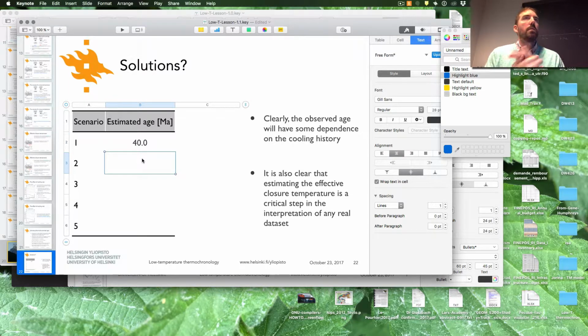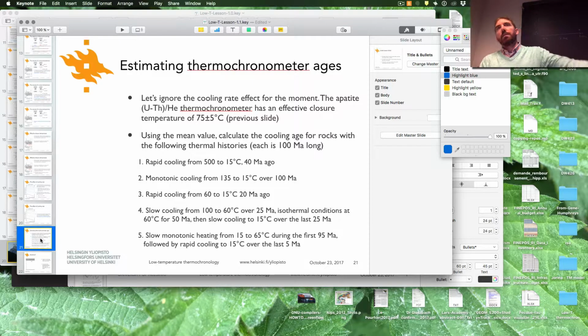What about scenario number 2, the monotonic cooling? I just mean continuous linear cooling from 135 to 15 degrees over 100 million years. What'd you get for age in that case? 54? Anybody get anything same, different? About 60? Any other? 50? So we got somewhere between 50 and 60 so far. Is there any other number outside of that range?